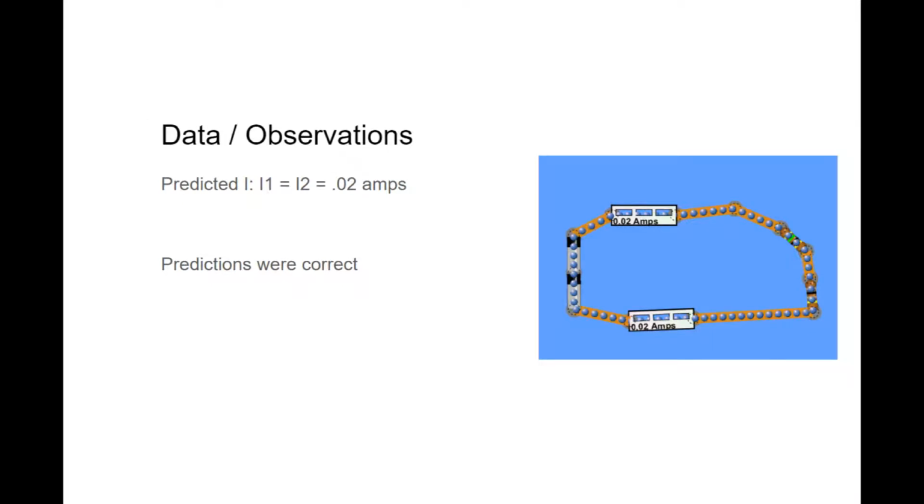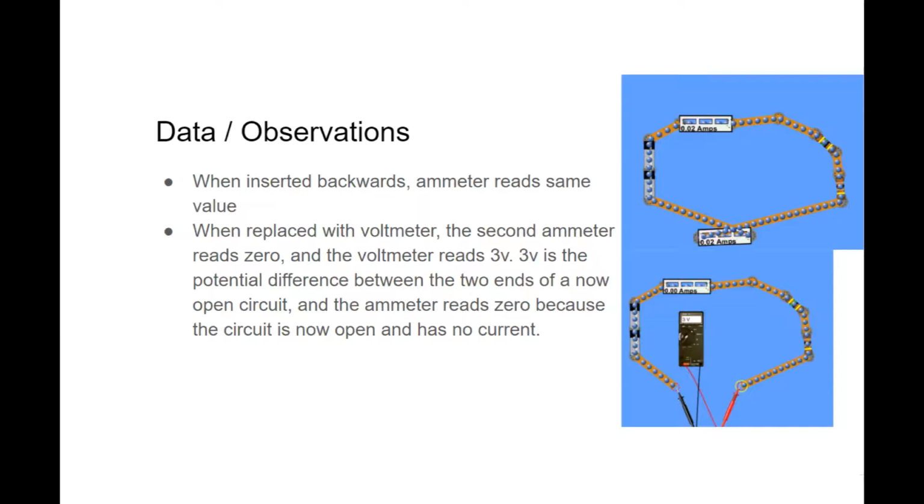The first part of the experiment asked to set up a simple circuit with two series resistors. The predicted current from the two resistors in series was 0.02 amps. This is what was observed when this simulation was run.